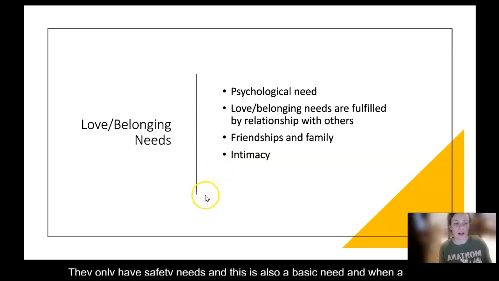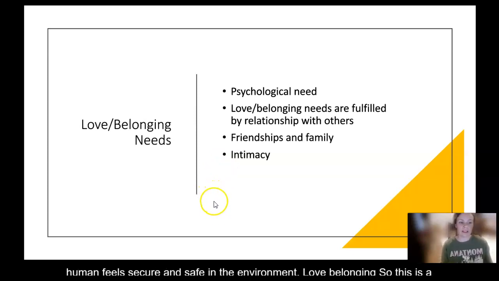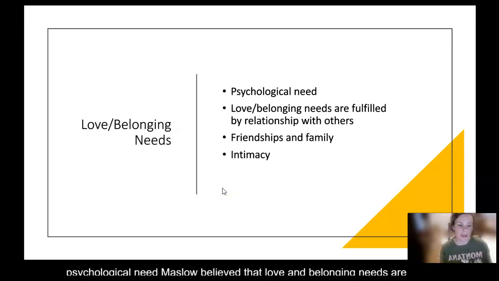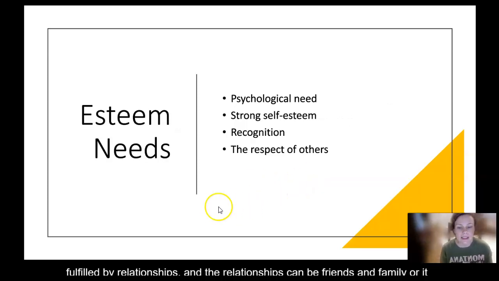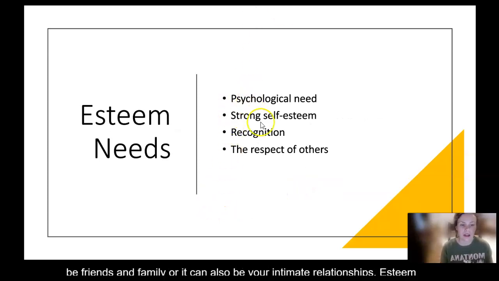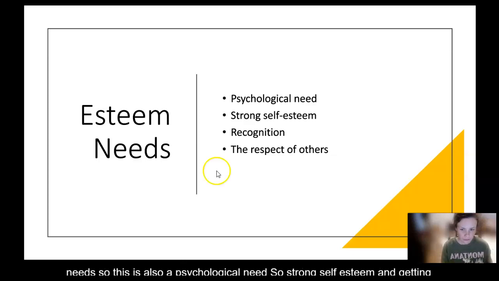Love and belonging. This is a psychological need. Maslow believed that love and belonging needs are fulfilled by relationships. The relationships can be friends and family, or it can also be your intimate relationships. Esteem needs. This is also a psychological need: strong self-esteem, getting recognition, achieving the respect of others.